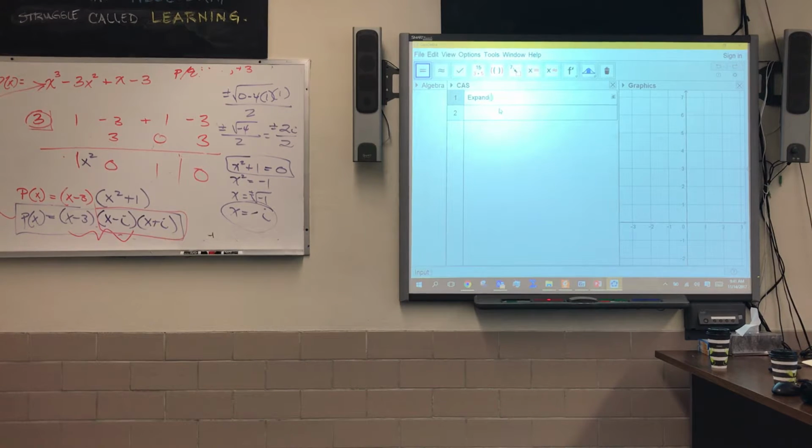Now I don't know what GeoGebra is going to do here when I type in i. So x minus 3, x minus i, and then x plus i. Okay, so it just didn't simplify things, right? Negative i squared, i squared is a negative 1, right? So it's a negative times a negative 1, a positive 1. So that's a positive x right there.